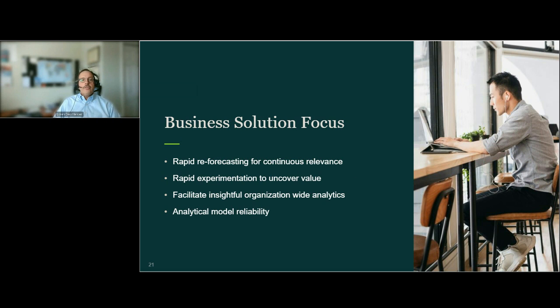The solutions that you want to work with should be business solution focused. What that means is you don't want to have kind of a heavy IT solution where when you make changes, you need to go through this so-called dev test cycle, and it takes a long time to get there. But rather, the second bullet here, this rapid experimentation to uncover value.